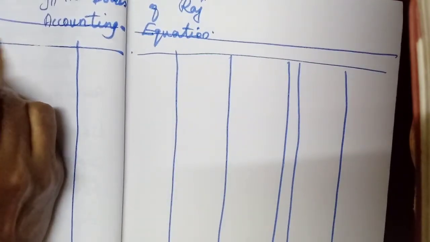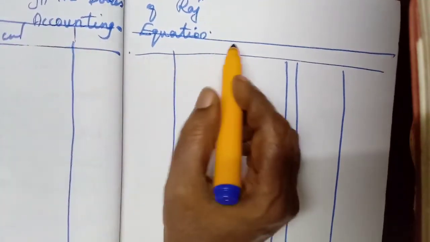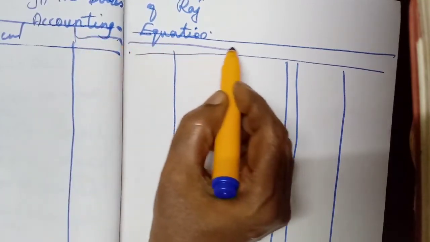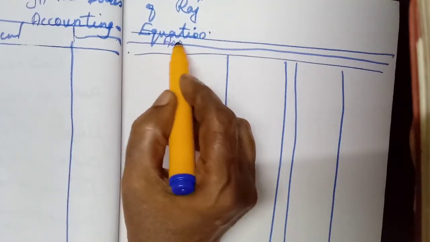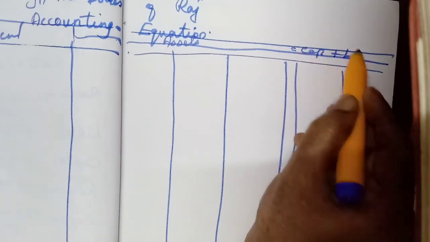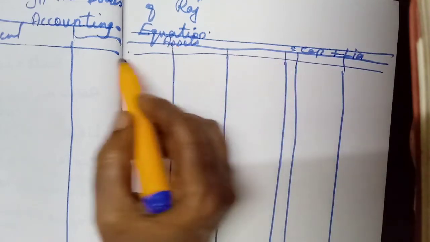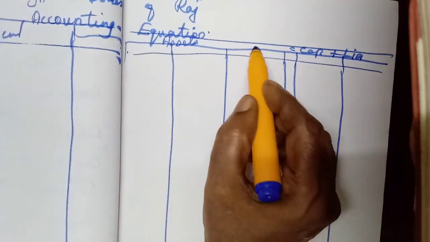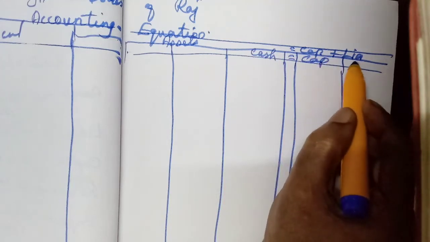Okay, particulars. Here at the top you should write assets is equal to capital plus liabilities. Okay, now we can write which column is for which one. Cash we will write here first. Cash is equal to capital, here creditors.